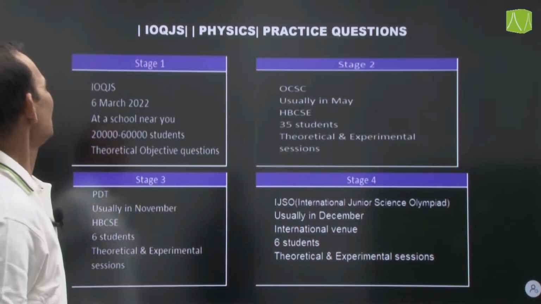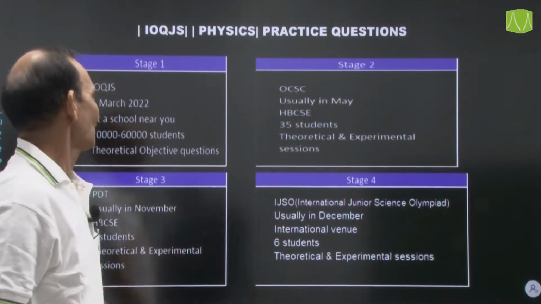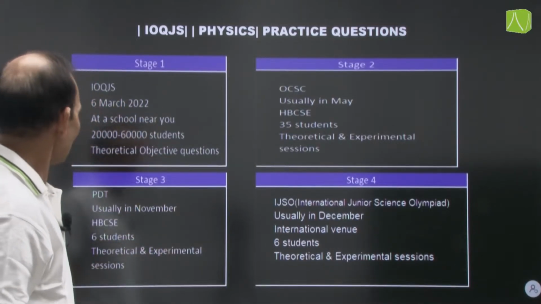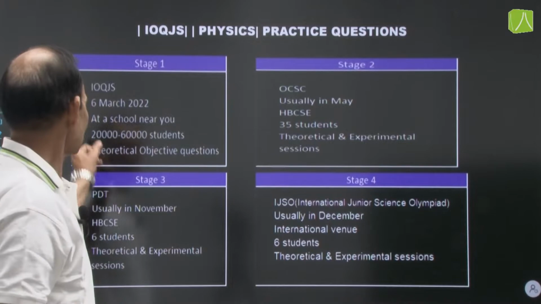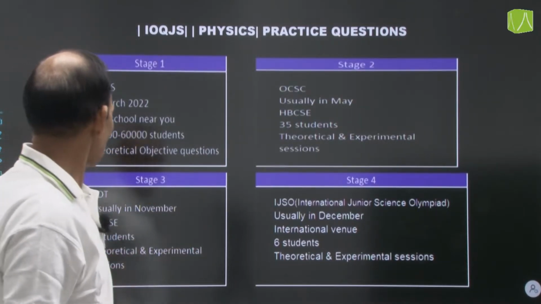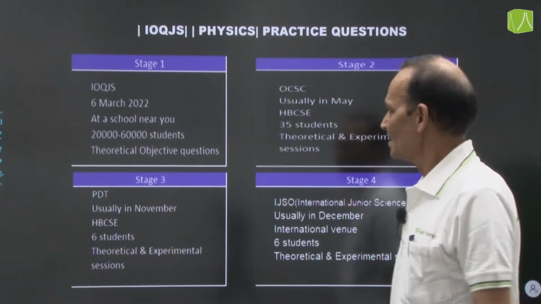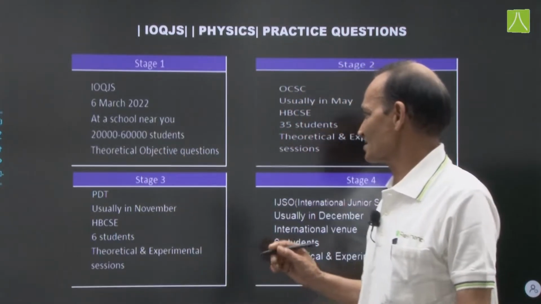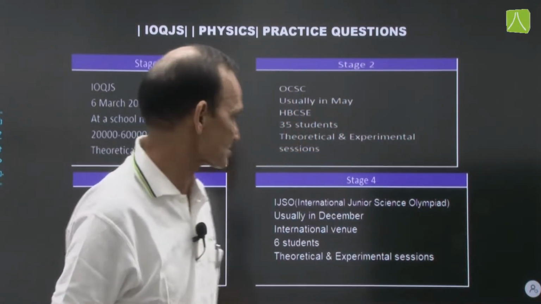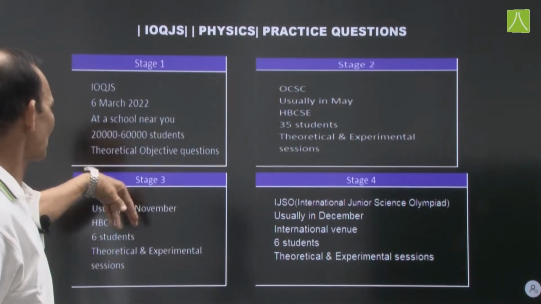These are the new stages: stage 1, stage 2, stage 3 and stage 4. Stage 1 is known as IOQJS. This year it will be held on 6th March. Approximately 20 to 60,000 students appear in it. The number of students depends on the stage quotas, that is, how many seats are divided among states, so the total is 20 to 60,000 students.